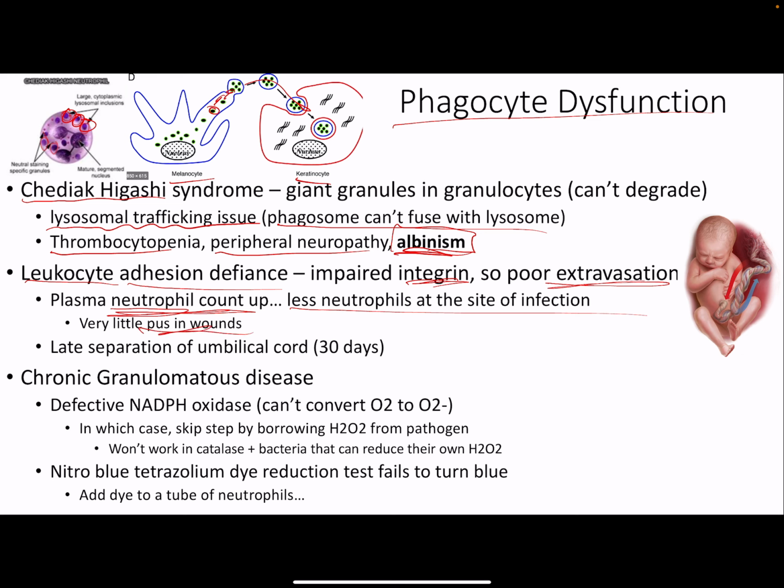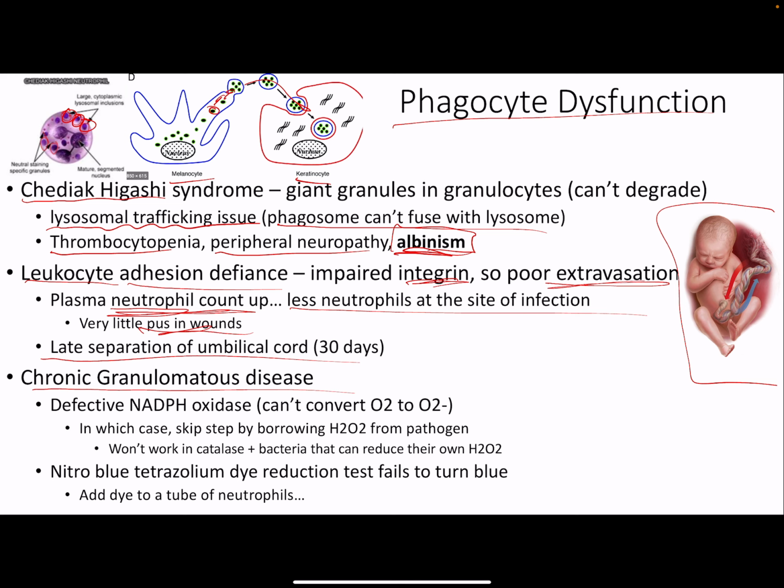Now, this is a very unique thing. The umbilical cord should fall off after like a day after a baby's born. But it turns out neutrophils partly gnaw at the umbilical cord to destroy it. And so if you don't have neutrophils working properly, then your umbilical cord stays around for a lot longer than it's supposed to. Chronic granulomatous disease, I think we talked about this briefly.